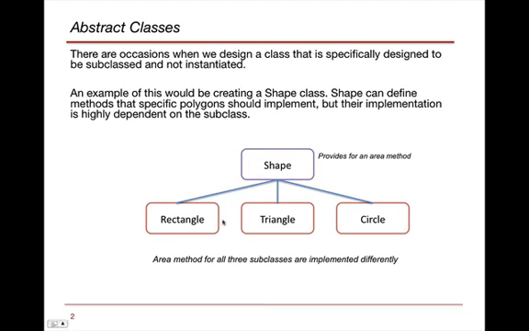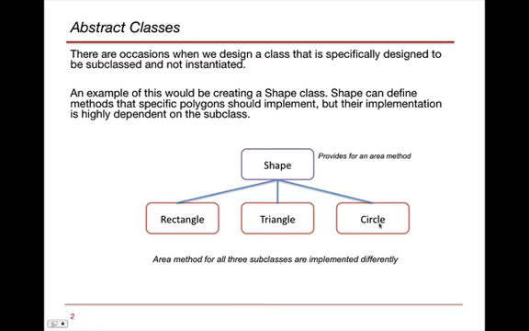There are occasions when we want to design a class that is specifically designed to be subclassed and not instantiated. So we have this concept called shape. Within shape we say that all shapes should have an area method. Nothing else needs to be defined other than that. From shape, rectangle is a kind of shape, triangle is a kind of shape, and circle is a kind of shape. So the area method for all three subclasses is implemented differently. This is length times width, this is 1/2 base times height, and this circle is pi r squared.